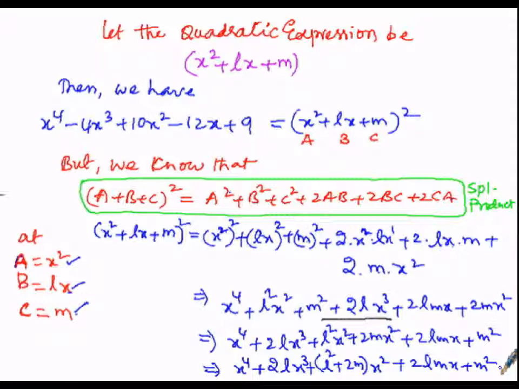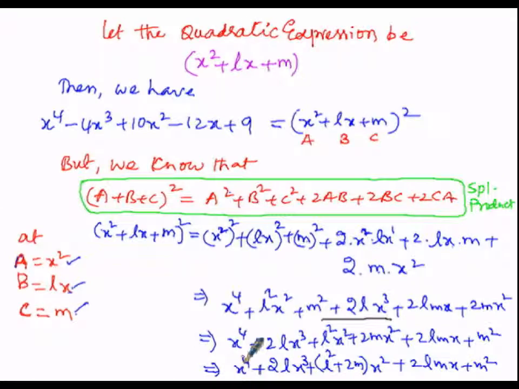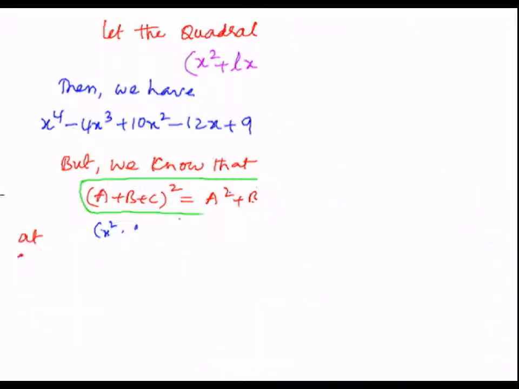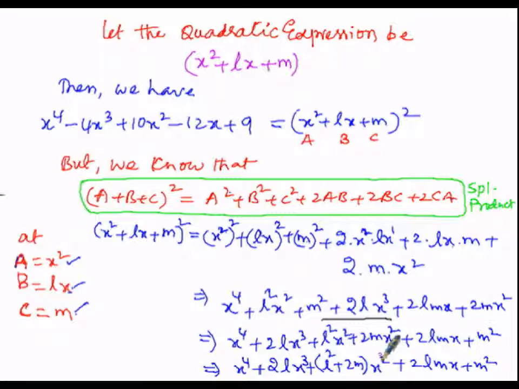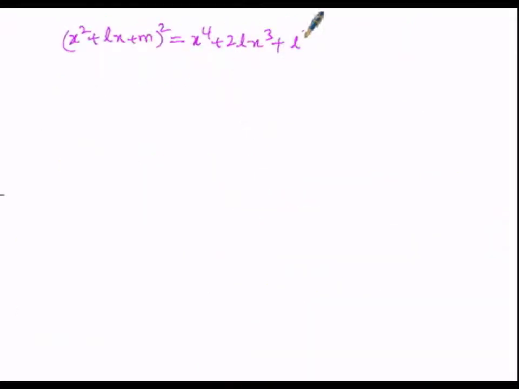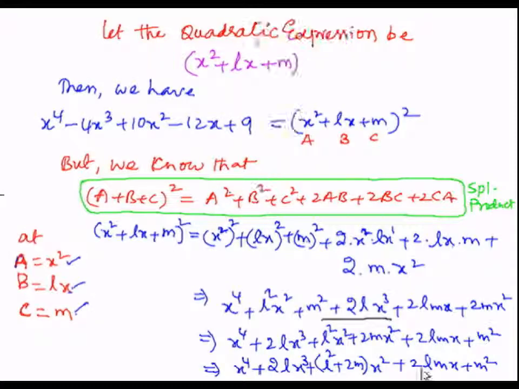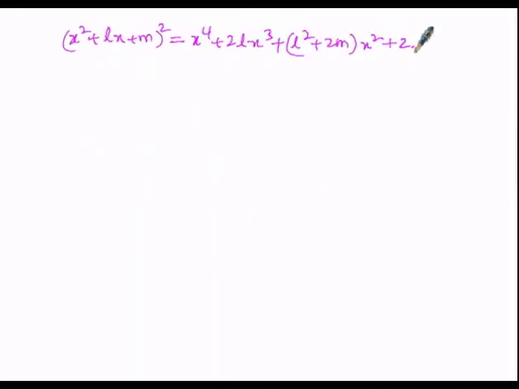So in this manner we got (x² plus lx plus m) whole square equals to x⁴ plus 2lx³ plus (l² plus 2m)x² plus 2lmx plus m².